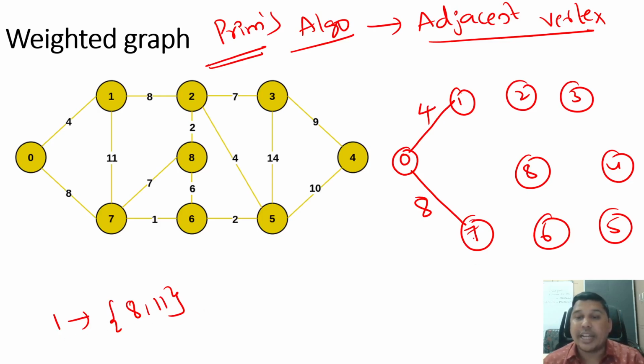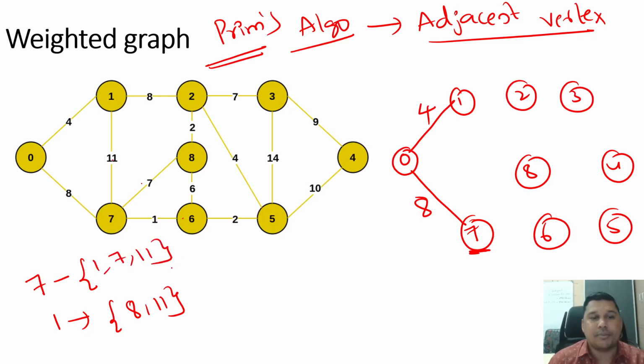But see, we got a new vertex into the tree, that is 7. Now, what are the alternatives for 7? See, 7 has one alternative 8, which is already covered. Then the other one is 1, 7, 11. It has 3 alternatives: 1, 7 and 11. Now, among these 1, 7, 11 and 8, 11, which one is the minimum cost one? 1 is the minimum cost one, that is from 7 to 6.